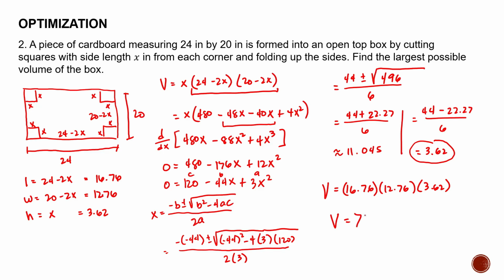So that's 774.16. So there you go. That's how you solve optimization problems in differential calculus.